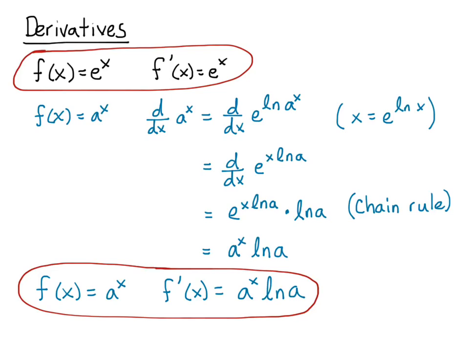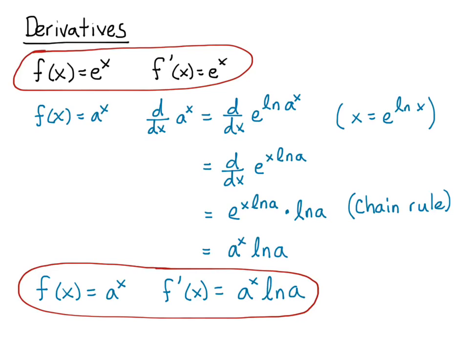Yes? So why can we substitute a to the x with e to the natural log of a to the x? Why can you substitute it? Why can't I? Yeah. That's just a universal substitution. So if I have a to the x, that will be e to the natural log of a to the x. That's just this whole thing up here. That's the same thing as saying x equals e to the natural log of x.